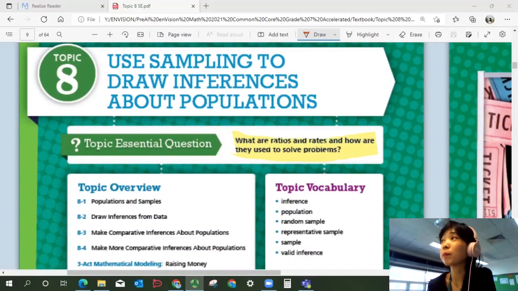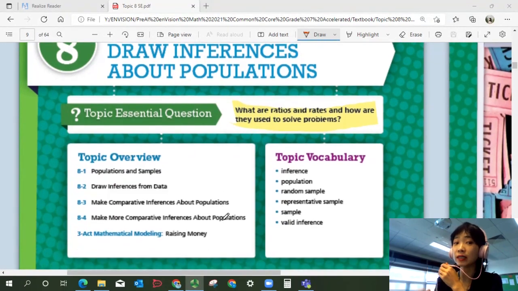Everyone, this is topic 8 in pre-algebra. Use sampling to draw inferences about populations. So in this topic, the topic essential question would be what are the ratios and rates and how are they used to solve problems? If you look at the topic overview, we have only 4 lessons, but they're not easy. We're going to start with populations and samples, and continue with drawing inferences from data and making comparative inferences about populations, and see more examples in the last lesson.